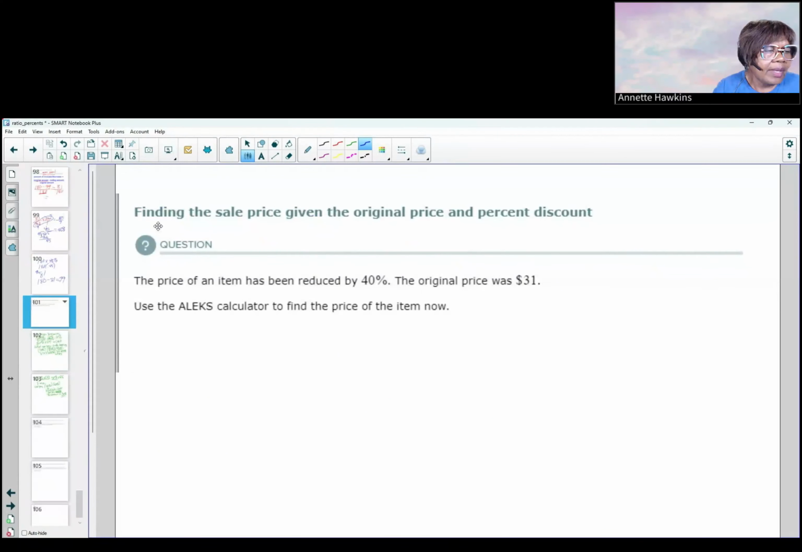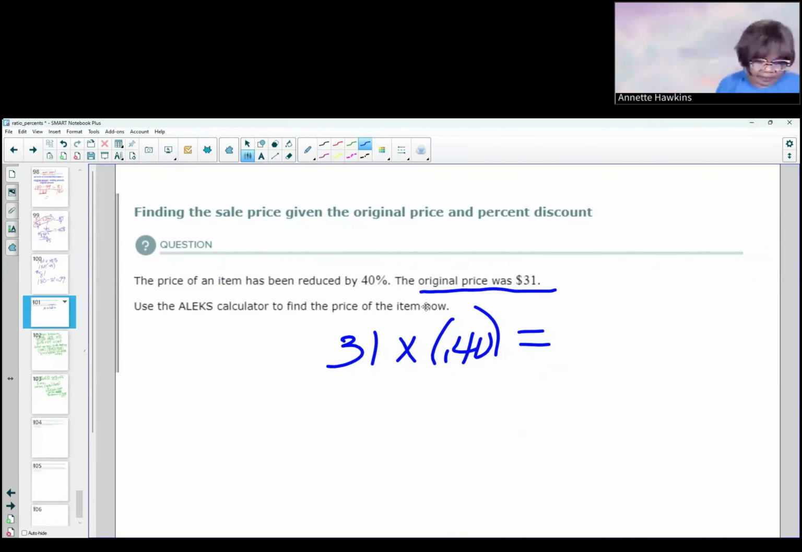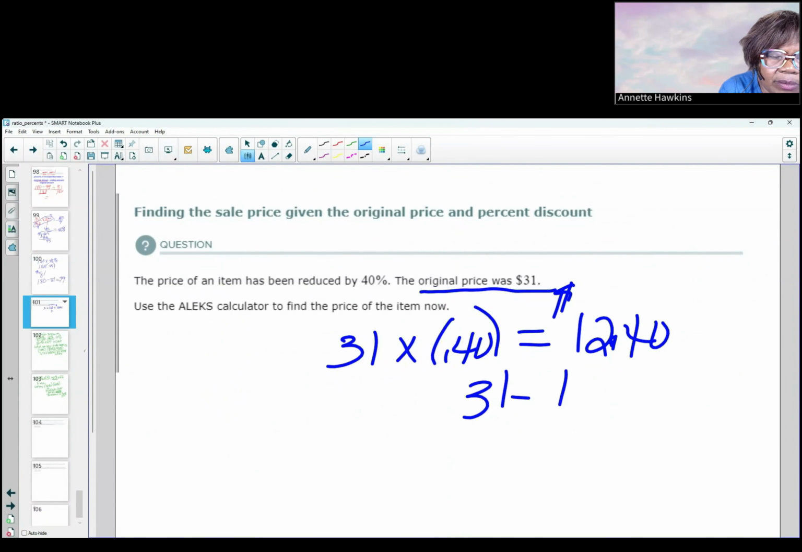The price of an item has been reduced by 40%. The original price is $31, okay? And it's been reduced by 40%. So this is just like the other one. We would just say 31 times 0.40, and we get $12.40. And so we would say 31 minus 12.40.